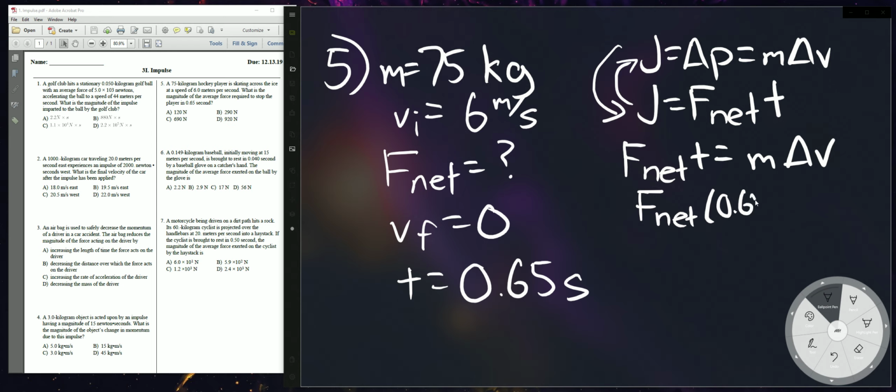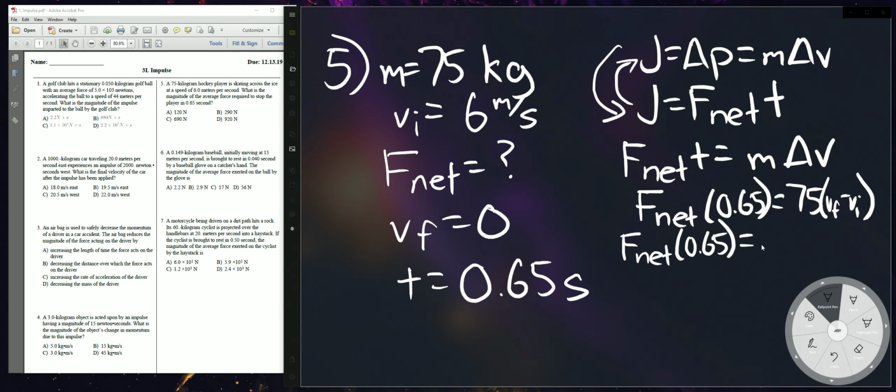My t is 0.65. My mass is 75. My delta V is -6. Why is it -6? I'll show you. Because VF is 0 and VI is 6, so you're going to get -6. F net: 75 times -6 gives you -450.